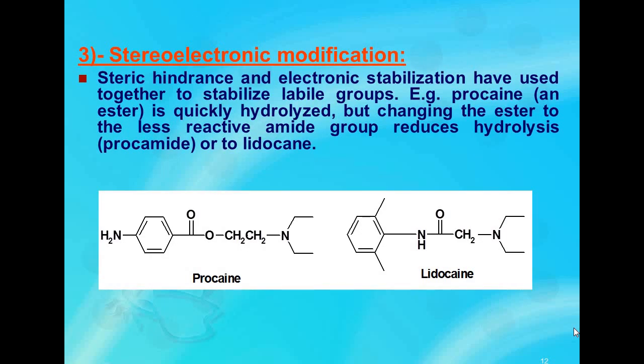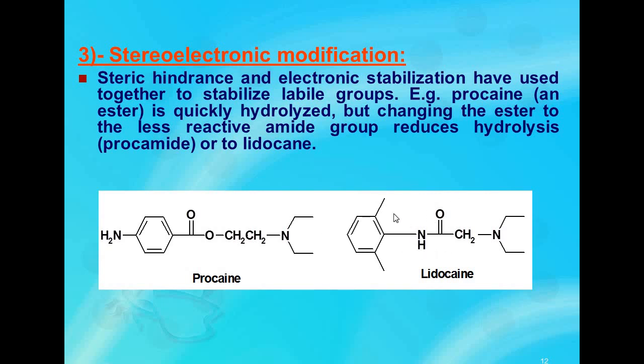Now coming to the stereoelectronic modification. Steric hindrance and electronic stabilization have been used together to stabilize labile groups. Example, procaine. Procaine is an ester which is quickly hydrolyzed, but changing the ester to the less reactive amide group reduces the hydrolysis in procainamide or in lidocaine.